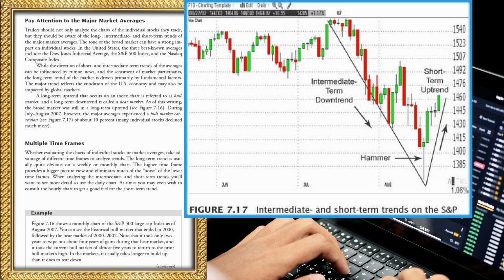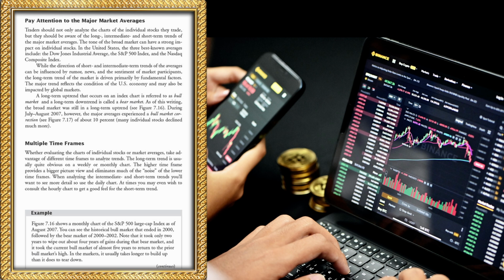Multiple timeframes. Whether evaluating the charts of individual stocks or market averages, take advantage of different timeframes to analyze trends. The long-term trend is usually quite obvious on a weekly or monthly chart. The higher timeframe provides a bigger picture view and eliminates much of the noise of the lower timeframes. When analyzing the intermediate and short-term trends, you'll want to see more detail, so use the daily chart. At times, you may even wish to consult the hourly chart to get a good feel for the short-term trend.